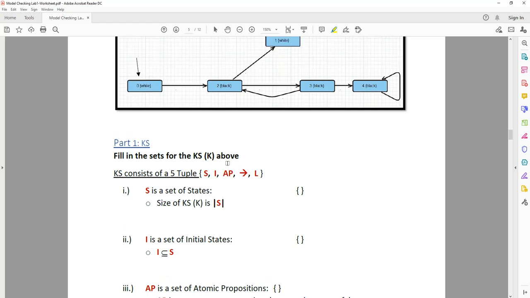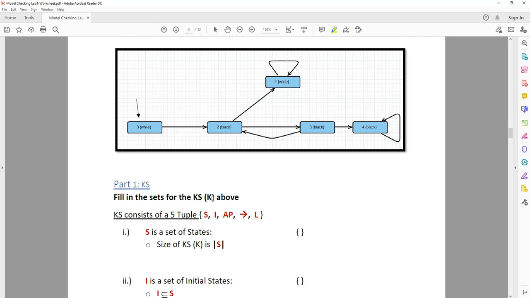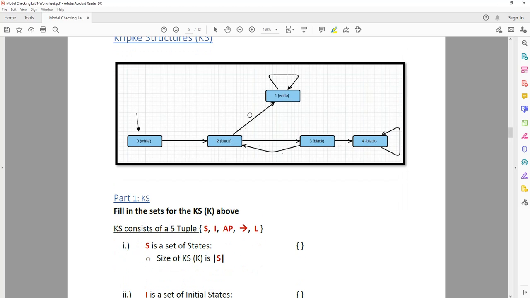So we're calling our Kripke structure K in this instance. KS is short for Kripke structure, and we're calling it K. A Kripke structure consists of a 5-tuple: S, which is a set of states, I, which is an initial state, same as the LTS. Now we have atomic propositions. As we stated earlier, these have to be true or false, assertions that are either true or else they are false. We have transitions, and we also have labels.